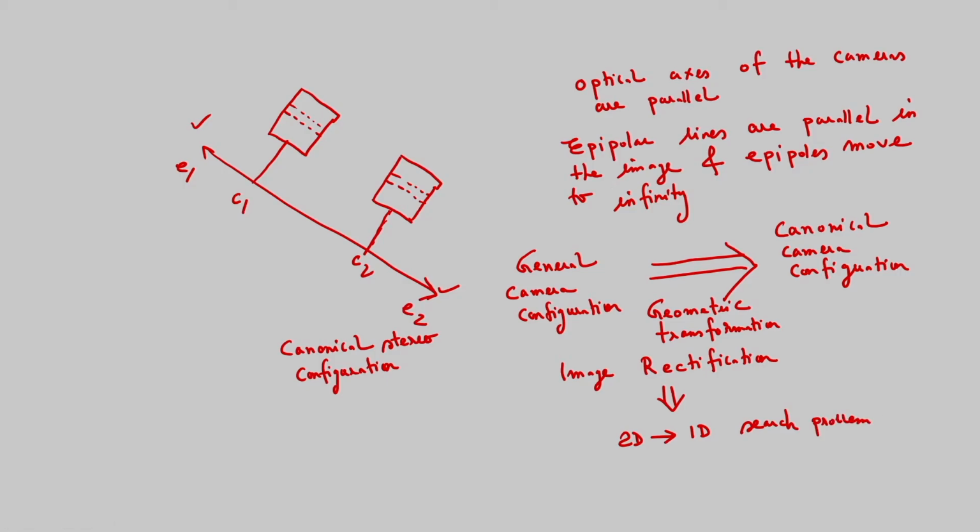So I have shown how to convert the general camera configuration to canonical camera configuration by using some geometric transformation, and that concept is called the image rectification. So after doing the image rectification, the epipolar lines will be parallel and the epipoles move to infinity. Then in this case the 2D search problem will be converted into 1D search problem. So search is important to find the correspondence between the images, the left image and the right image.